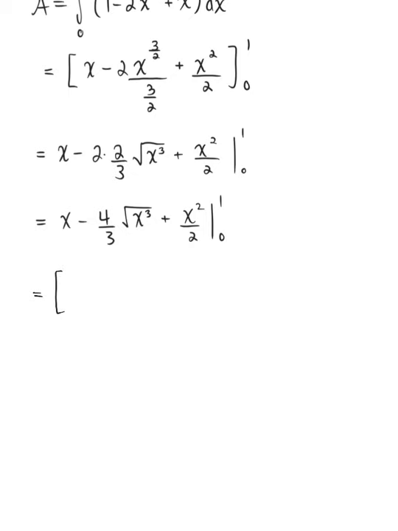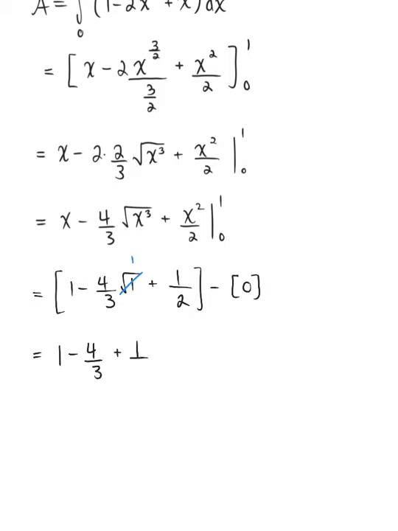So plugging in 1 first, we have 1 minus 4/3 times the square root of 1 plus 1 over 2 minus 0. And we, of course, know that the square root of 1 is going to go to 1. So this leaves us with 1 minus 4/3 plus 1/2. And we need a common denominator here and no decimals. So to get that common denominator, we need to multiply 1 by 6 over 6. We'll multiply 4/3 by 2 over 2. And we'll multiply 1/2 by 3 over 3.